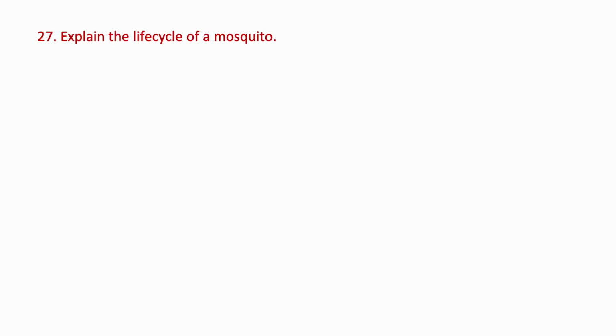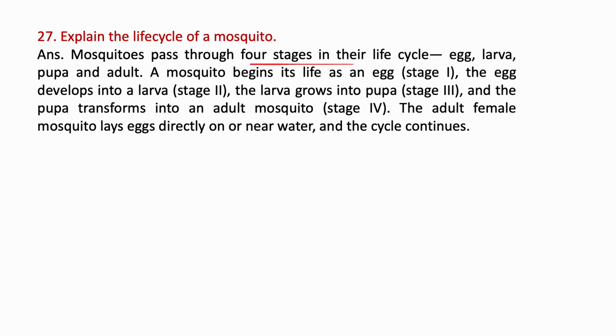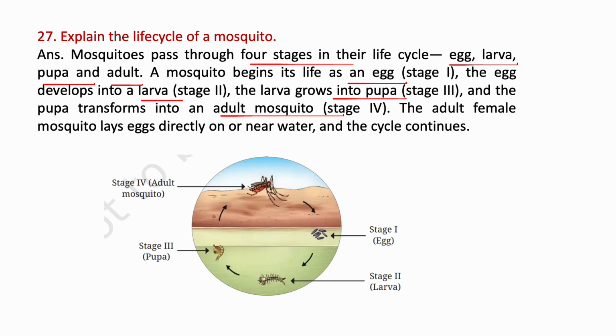Explain the life cycle of a mosquito. Mosquitoes pass through 4 stages in their life cycle: egg, larva, pupa and adult. A mosquito begins its life as an egg, that is stage 1. The egg develops into a larva, that is stage 2. The larva grows into a pupa, that is stage 3. And the pupa transforms into an adult mosquito, that is stage 4. The adult female mosquito lays eggs directly on or near water and the cycle continues. See this picture? Stage 1 egg, stage 2 larva, stage 3 pupa, stage 4 adult mosquito.